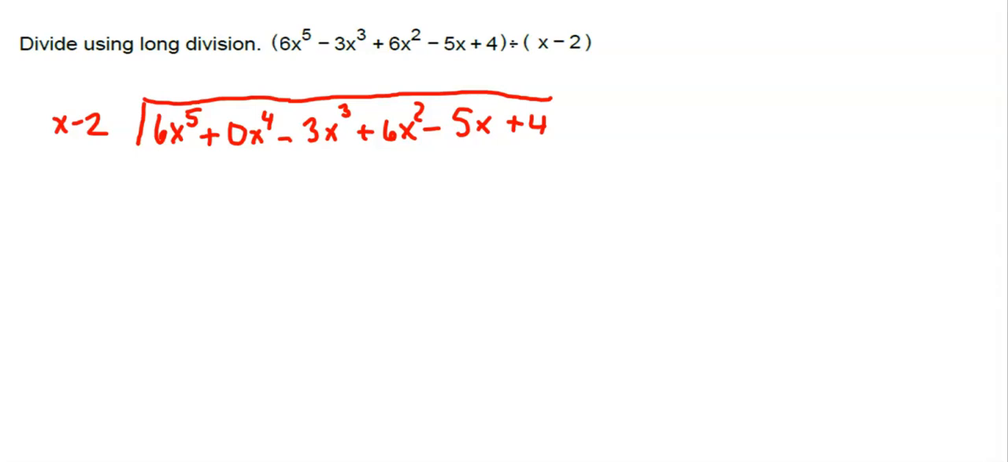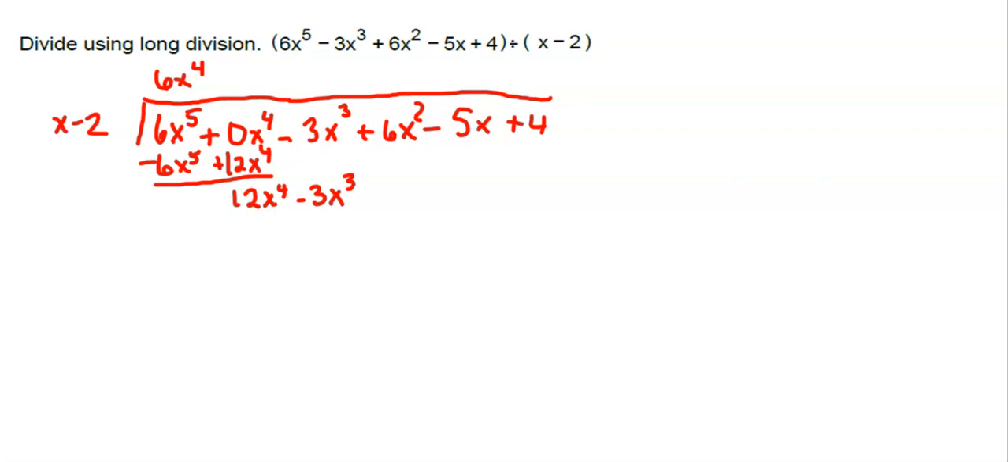So x times 6x to the 4th is 6x to the 5th. 6x to the 4th times x, that's our 6x to the 5th. 6x to the 4th times negative 2, that's negative 12x to the 4th. Draw a line, change the signs, and add. And that gives us 12x to the 4th. Bring down the negative 3x cubed.